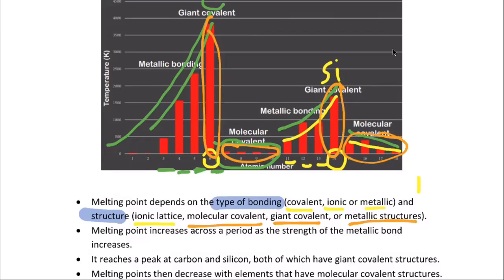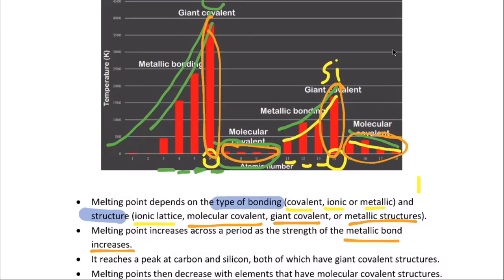So as you go across, it says the melting point increases across a period as the strength of the metallic bond increases. For example, as I go from lithium to beryllium to boron, it's going up. Same thing from sodium to magnesium to aluminum. So as I go across the metals, it gets stronger. And so the melting point increases because the metallic bond's getting stronger.